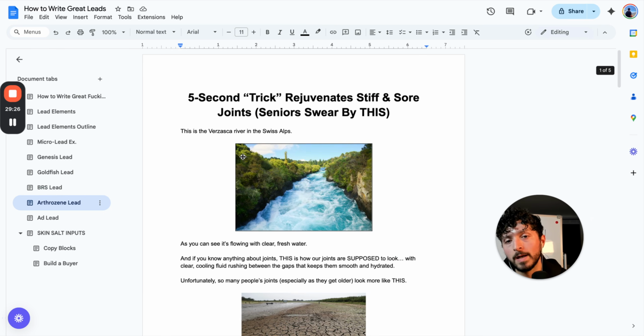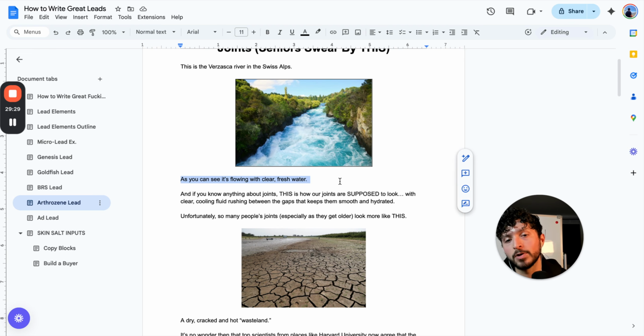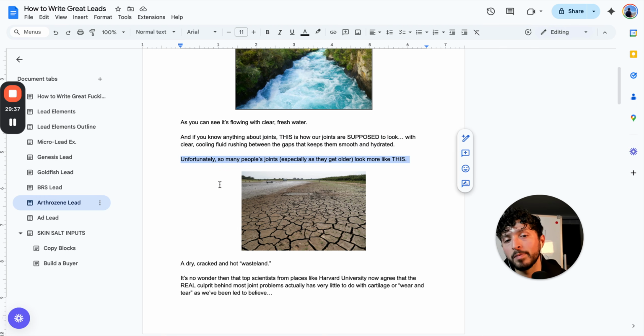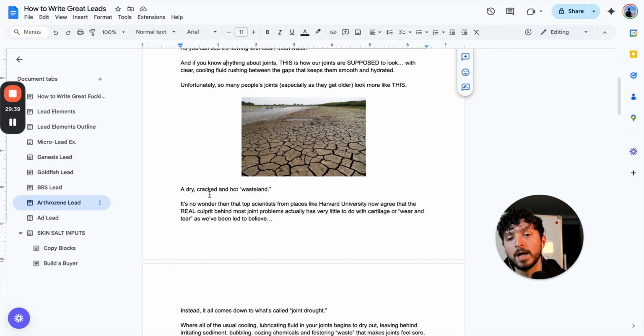Here's my Arthrazine one. This is the Verzasca River in the Swiss Alps. As you can see, it's flowing with clear, fresh water. And if you know anything about joints, this is how our joints are supposed to look, with clear, cooling fluid rushing between the gaps that keeps them smooth and hydrated. Unfortunately, so many people's joints, especially as they get older, look more like this: a dry, cracked, and hot wasteland.